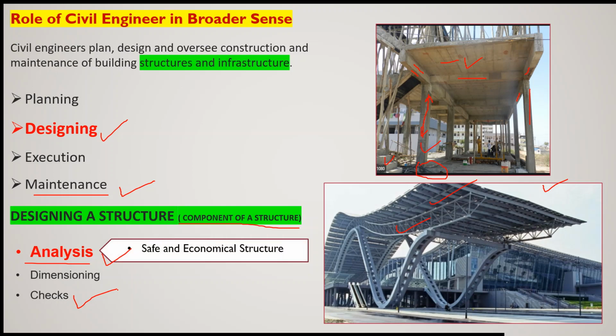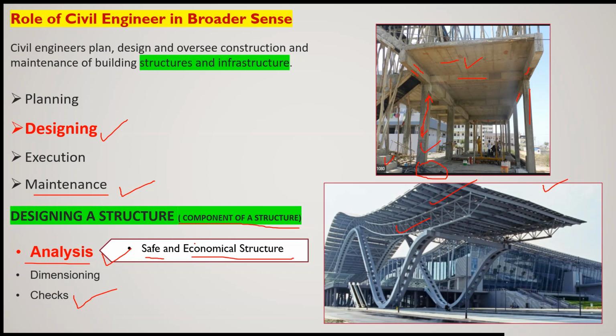And when we talk about the analysis, as a civil engineer, our role is to design a safe as well as economical structure. That means the structure should be safe throughout its life, whatever life plan you have decided. Normally, in case of an RCC structure, we plan that the structure should remain safe for its service life, which is approximately considered nowadays as 50 years.